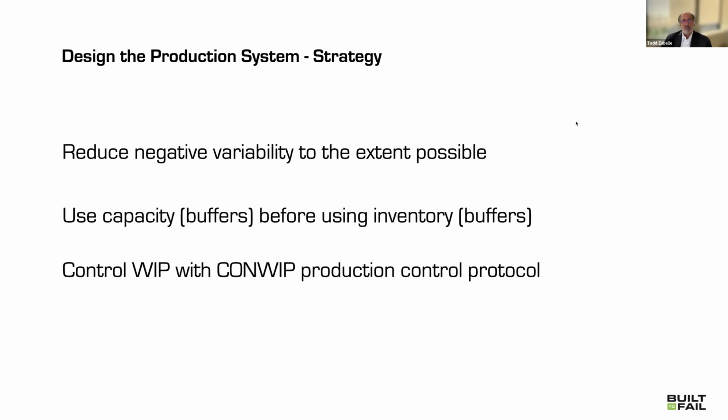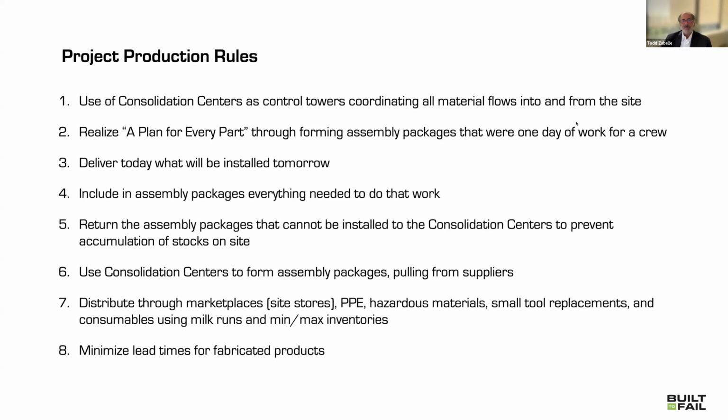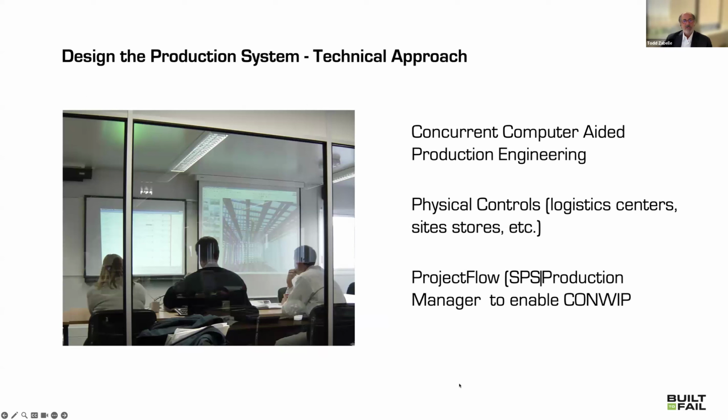And then controlling the amount of WIP, all right? So there were detailed production rules. We don't need to go through all these, but basically use consolidation centers to shield the site from the over-road variability, plan for every part, deliver today what we install tomorrow. If it didn't get consumed, take it out. So we were backhauling stuff back out, right? We were back flushing the system, if you will, right? Return assembly packages that cannot be installed, right? We'll talk a little bit about the marketplaces.